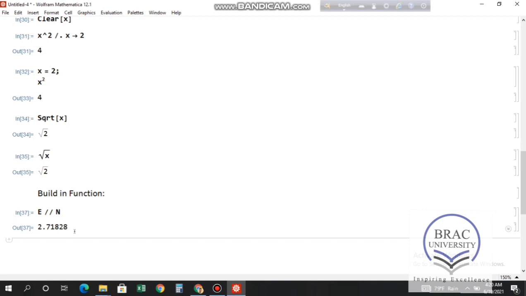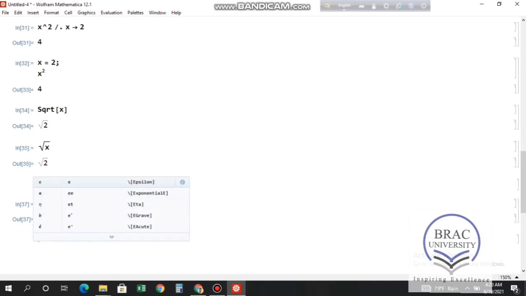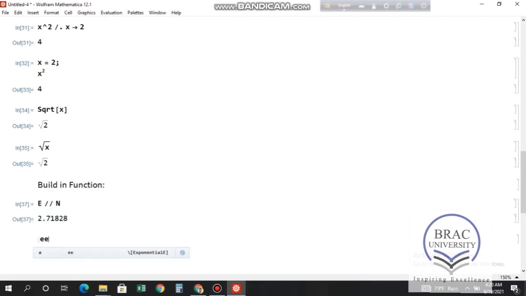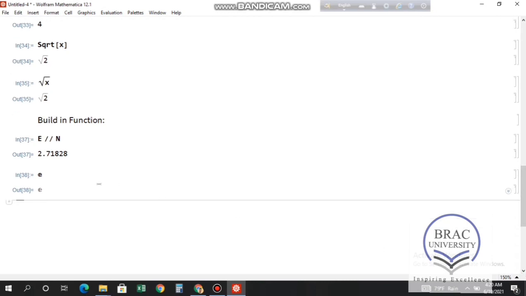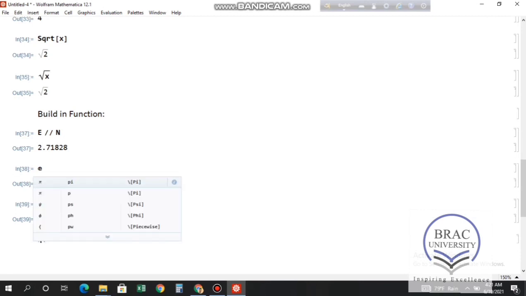You can also write exponential e by pressing the escape button and then typing double E and then pressing escape again, and then you'll get the exponential e. To write pi in Mathematica, you have to write Pi with capital P. You can also write pi by pressing the escape button, typing small p, and then pressing escape again to write pi.